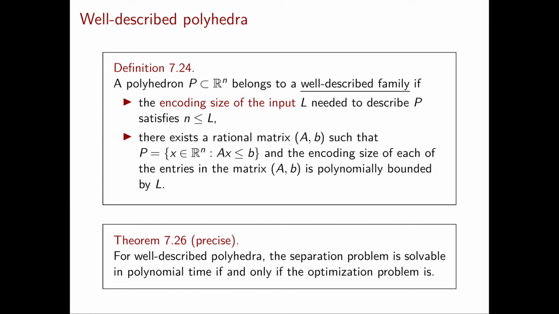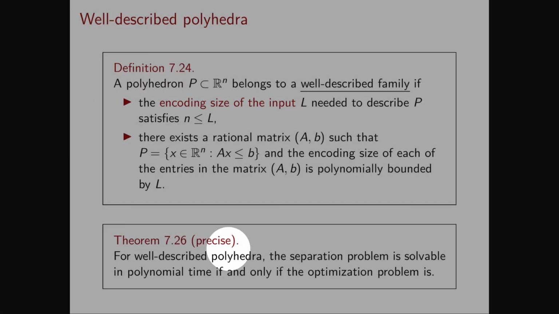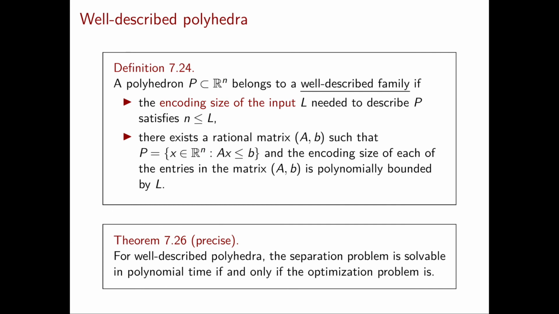A polyhedron P belongs to a well-described family if the following two conditions hold. First, if we denote by L the encoding size of the input needed to describe the polyhedron, then this number L must be at least as large as the dimension n. Secondly, there must exist a rational system describing our polyhedron where the encoding size of each entry is polynomially bounded by L. Once we've given this definition, we can finally give a precise statement of our equivalence result. So for well-described polyhedra, the separation problem is solvable in polynomial time if and only if the optimization problem is.